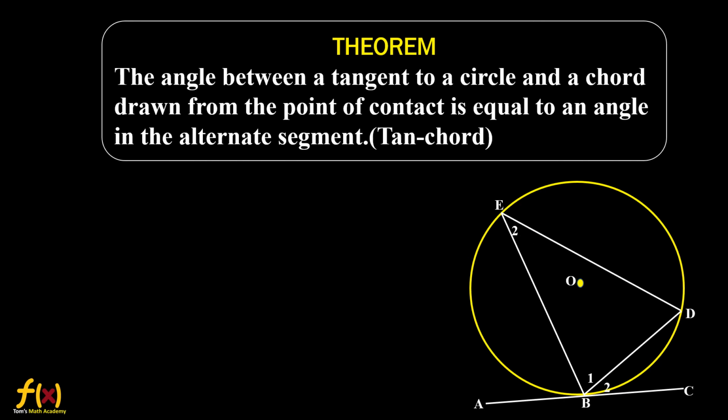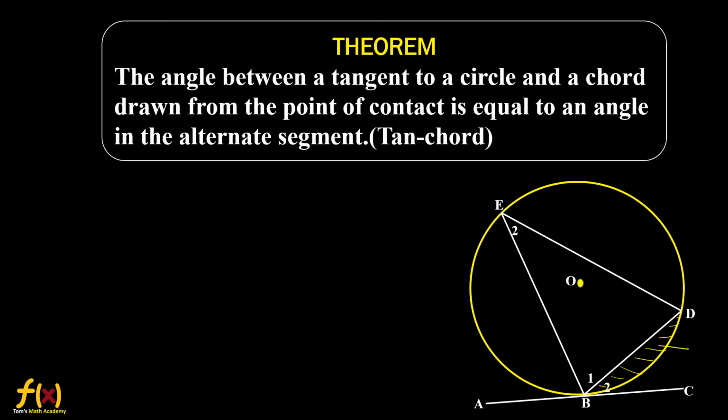What is this alternate segment? Let me explain to you. Look at the chord BD. You can see one side of the chord. Look at this one, it's a small area. We can call it a minor segment, because it is smaller compared to the other area. So this portion is called the minor segment and the rest is called the major segment.